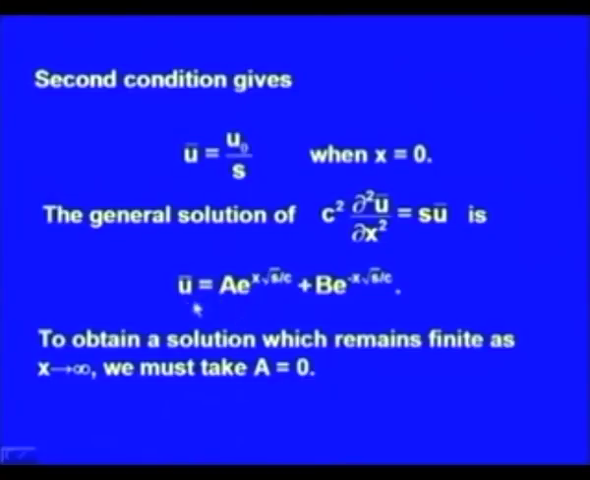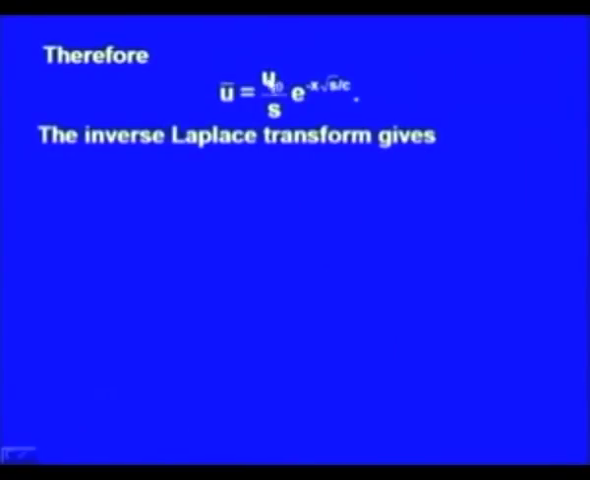So, in order to find a solution which remains finite as x goes to infinity, we must have a equal to 0. So, u bar reduces to u bar equal to b into e to the power minus x root s by c. Now, let us use the condition that at x equal to 0, u bar is equal to u naught by s. This will give you b equal to u naught by s. And so, u bar will be equal to u naught by s into e to the power minus x root s by c.